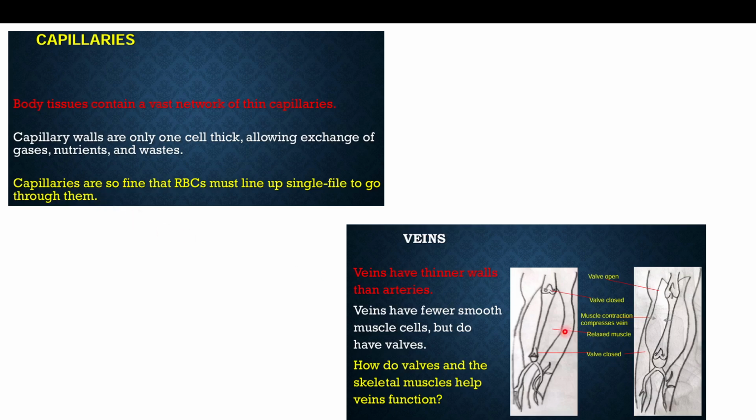And when we talk about veins, veins have thinner walls as compared to arteries. As we looked at, arteries are thick-walled and lined by smooth muscles. However, veins have fewer smooth muscles, but veins do have valves to control the direction of the blood flow as well as the pressure. These are the valves, and based on whether the muscle is relaxed or contracted, the valves can open or close, eventually controlling the flow of blood through the veins.